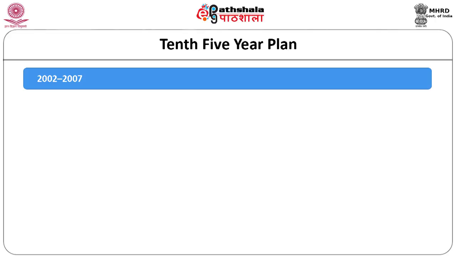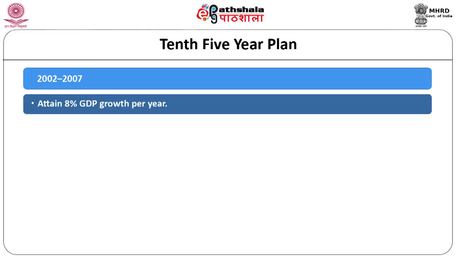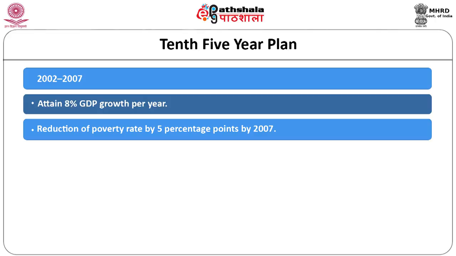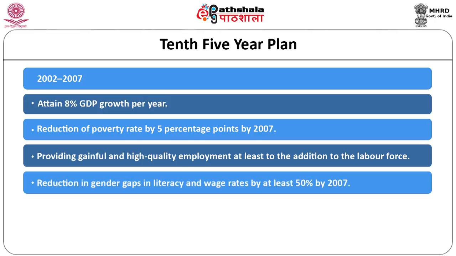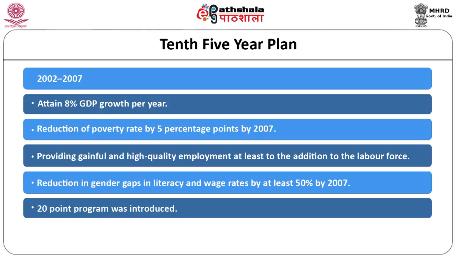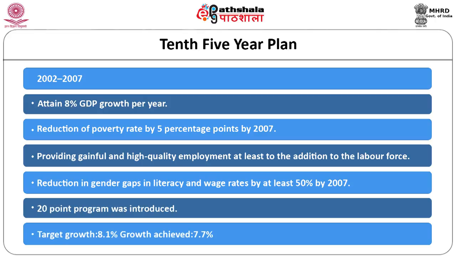2002 to 2007, we increased our GDP target to 8%. And reduction of poverty by 5 percentage points was targeted. Gainful and high quality employment was emphasized. Gender gaps in illiteracy were emphasized, because the literacy rate among girls in comparison to boys was quite alarming. A 20-point program was introduced during this plan period, but despite the fact that about 8% growth rate was targeted, we could achieve only 7.7%.